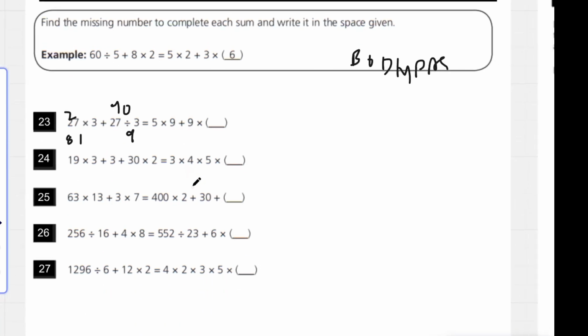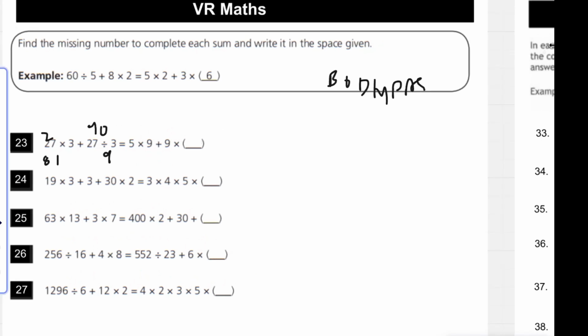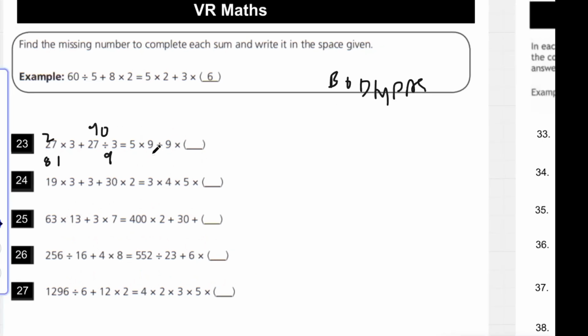And then how do we get that? From this, we have 5 times 9 first, 45, and then we're going to have to do this first because of multiplication. 45 plus 45, so 5 is going to equal to 90.